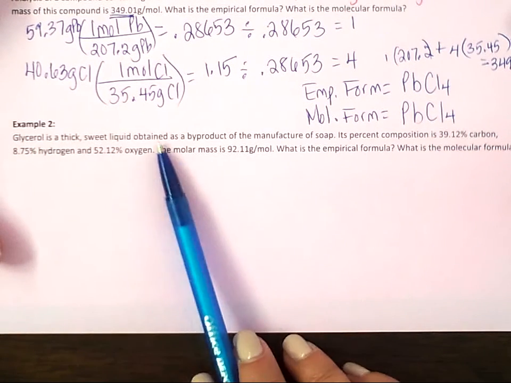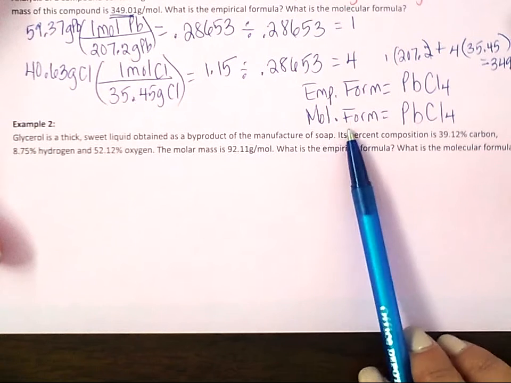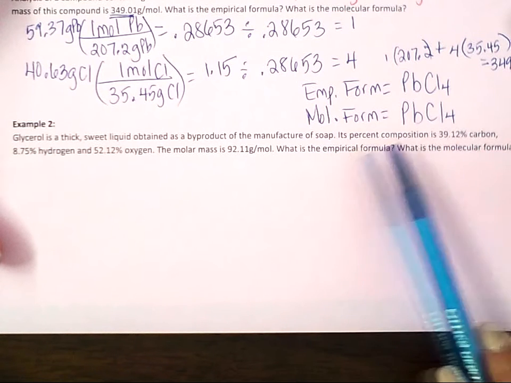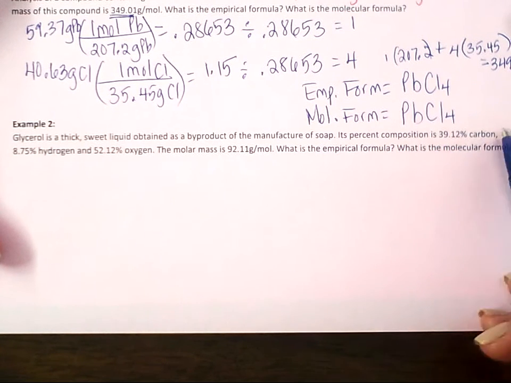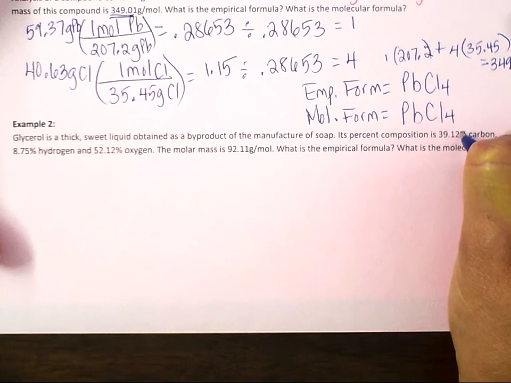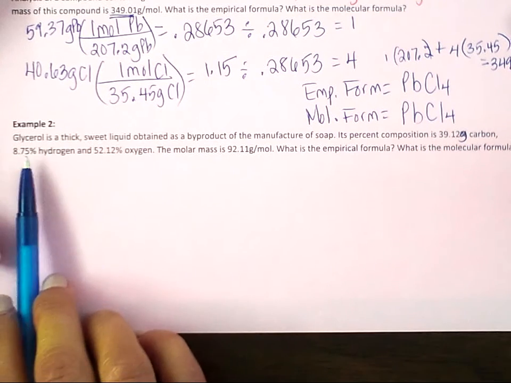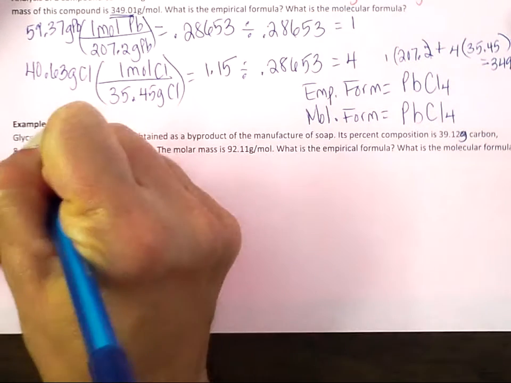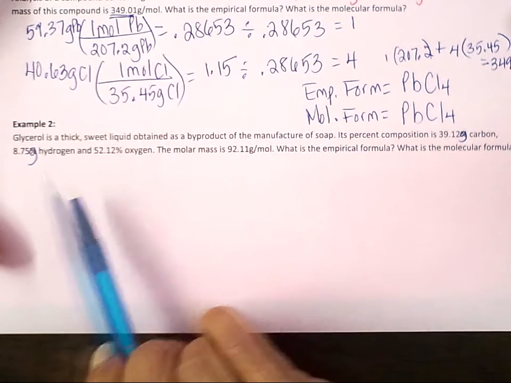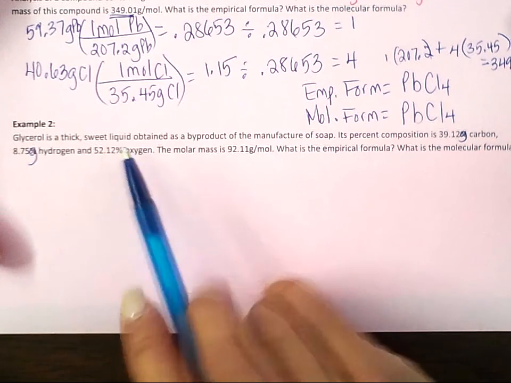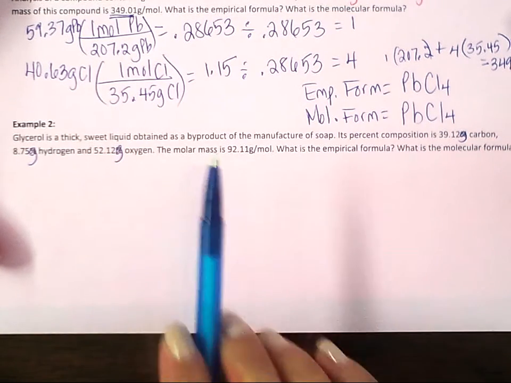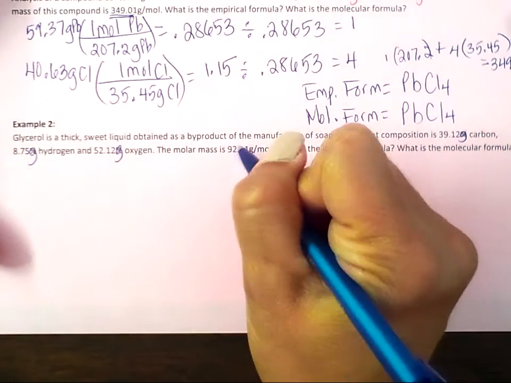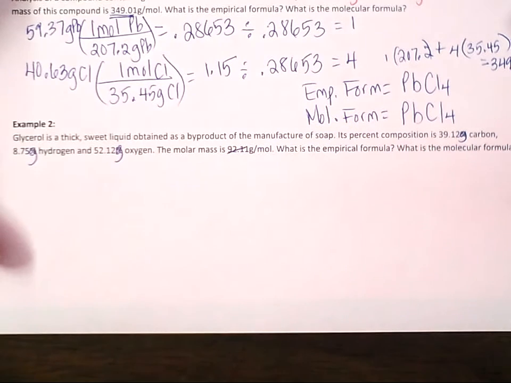Glycerol is a thick, sweet liquid obtained as a byproduct of the manufacture of soap. Its percent composition is 39.12% of carbon, but I'm changing it to what? Grams. 8.75% hydrogen, I'm changing it to grams. And 52.12 grams of oxygen. Let's change the original question.